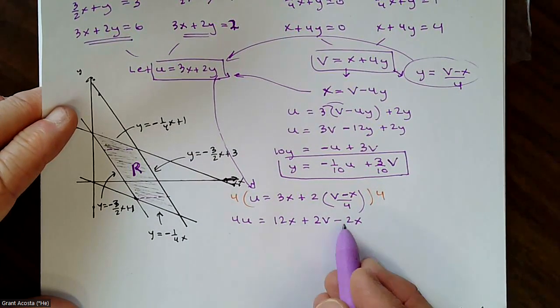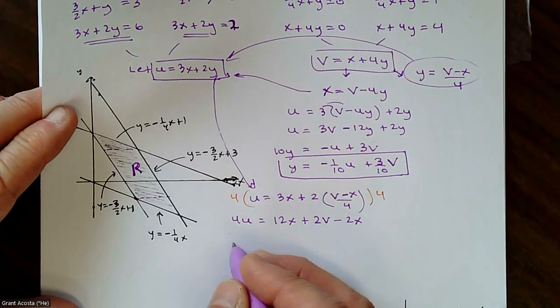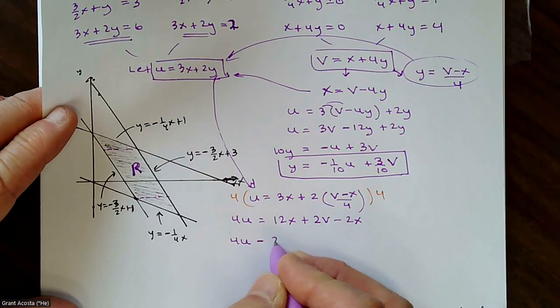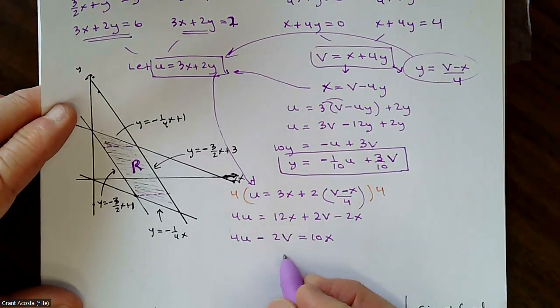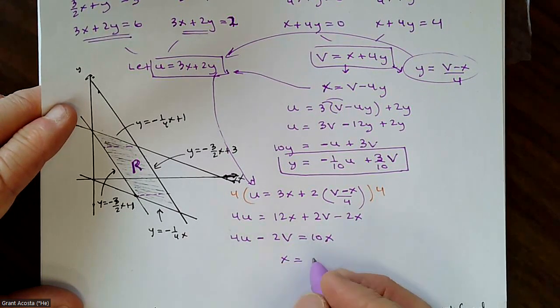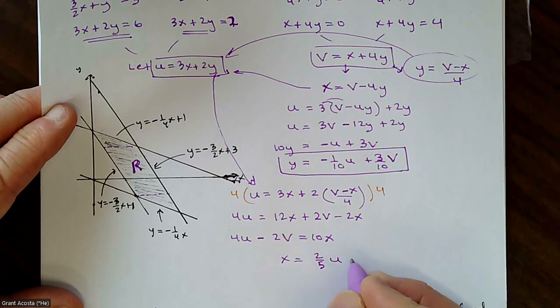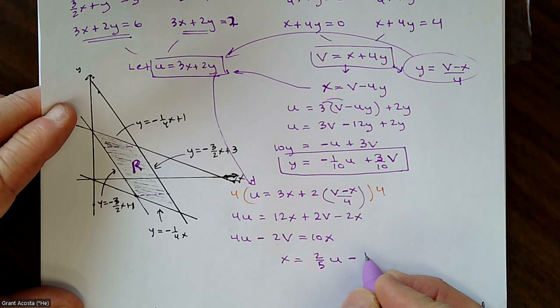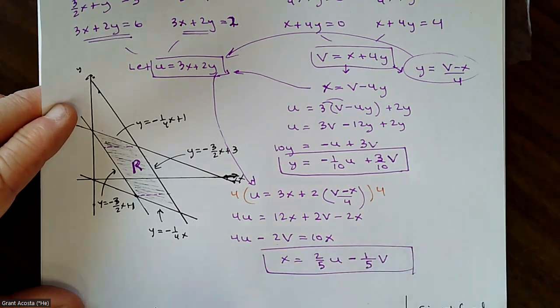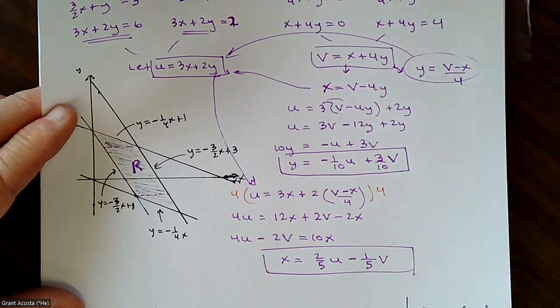I'm seeing a 10x on the right side, so I'm going to move the v over. 4u minus 2v equals 10x. So x would be, divide by 10, 4/10, which is 2/5 u, minus 2/10, so 1/5 v. Now I have expressions for x and y in terms of u and v.